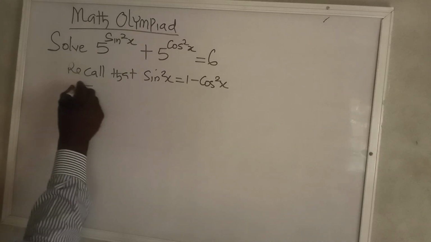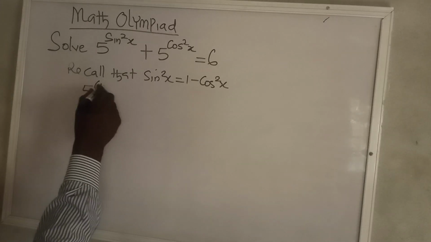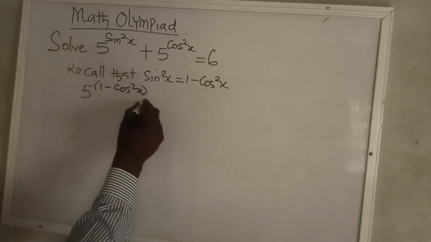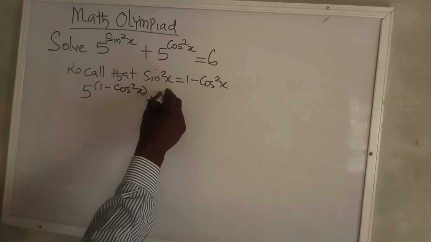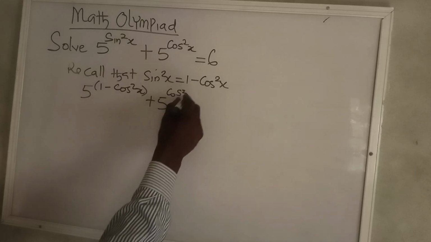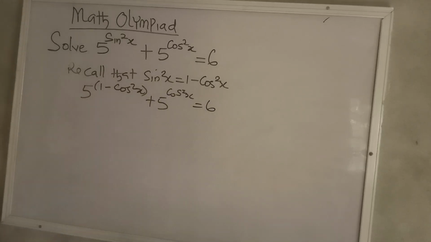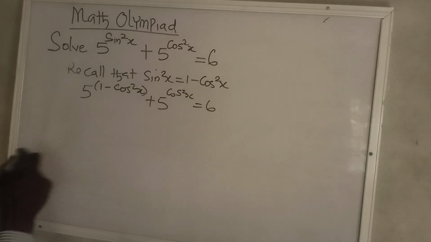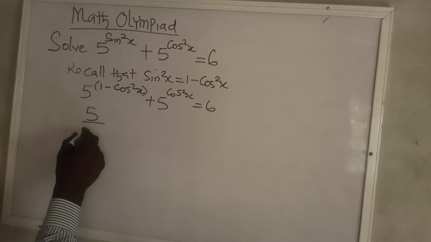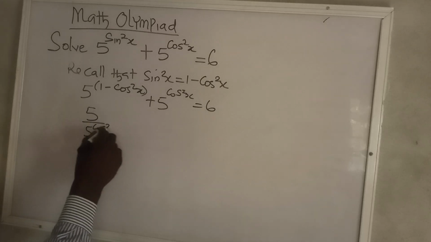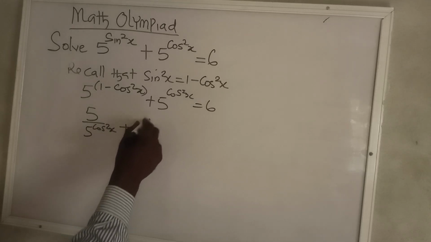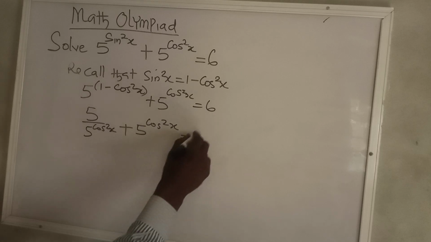Therefore, I write 5 to the power of 1 minus cos squared x plus 5 to the power of cos squared x equals 6. Therefore, we can write this to be 5 over 5 to the power cos squared x plus 5 raised to power cos squared x equals 6.